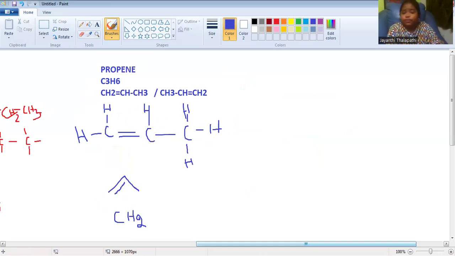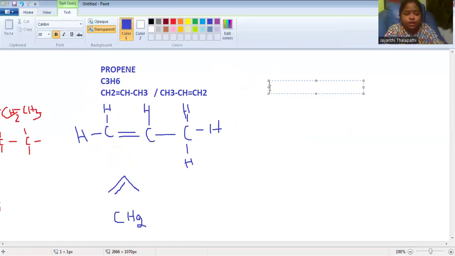Suppose it is butene. For butene, I'll show you the structural formula. Try to understand. CH2 double bond CH, single bond CH2 CH3. We are not touching the other 2 carbon atoms. Let's think of butane, what is the structure? And in butene, you are removing 2 hydrogens from the first 2 carbon atoms, so there is a double bond over there. So we call this but-1-ene.